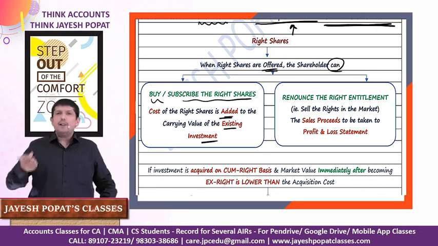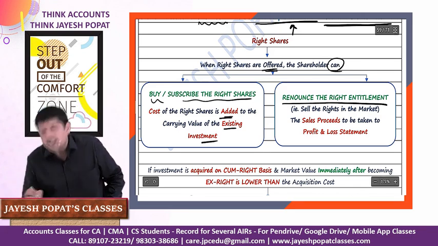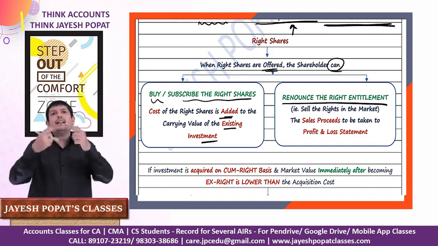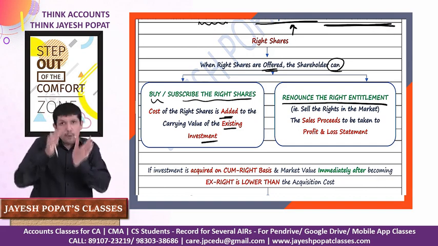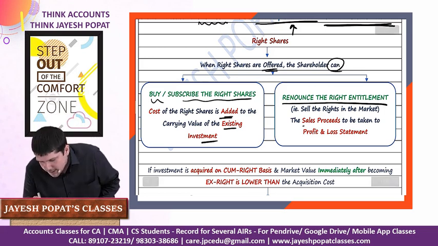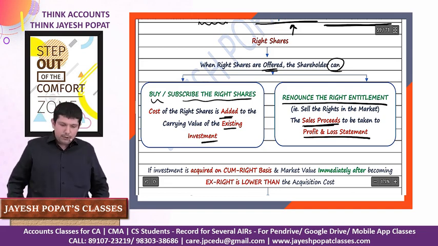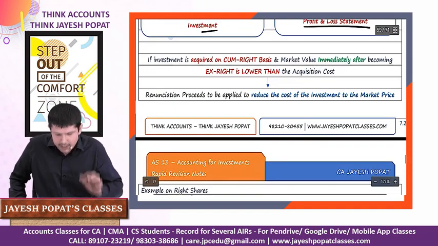The other option, if I don't want to buy the right shares, is to renounce the right entitlement. Right? I will sell this right entitlement to somebody else who may be willing to buy the right shares of the company, and the sales proceeds of this right entitlement is normally taken to the statement of profit and loss. But there is an exception.